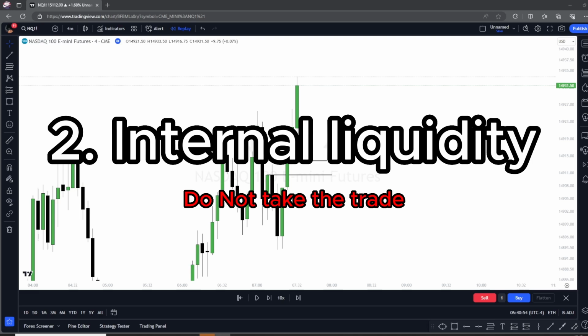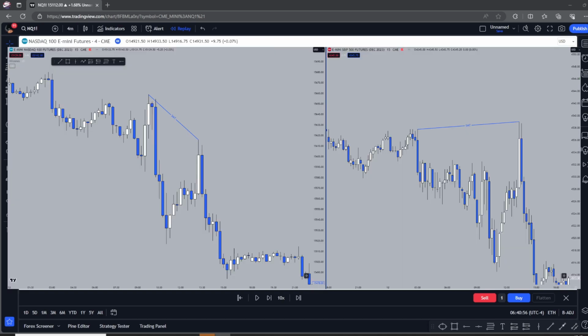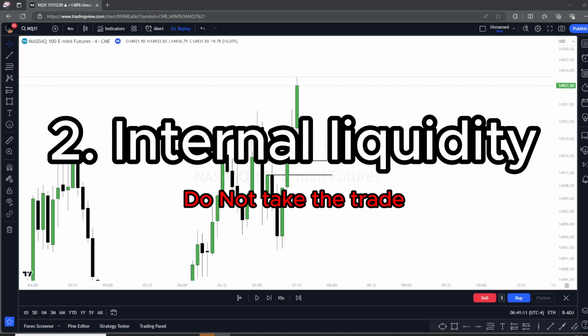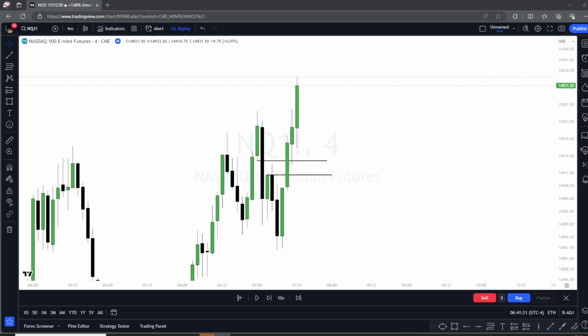Because when that happens, where ES sweeps a high but NQ does not, that's what we call a bearish SMT. And if we had swept a low on ES but not on NQ, that would be a bullish SMT. And I do not want to enter a long position after a bearish SMT, and I don't want to place a short after a bullish SMT. So I need both NQ and ES to not have swept their internal liquidity.